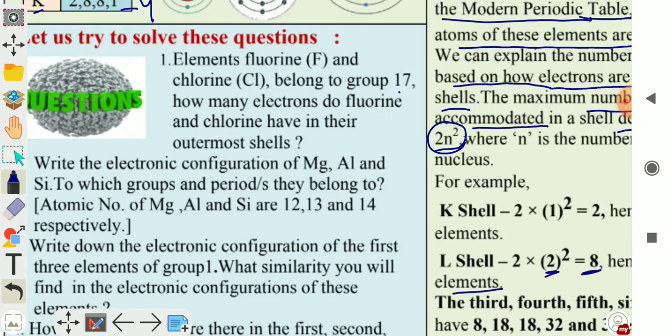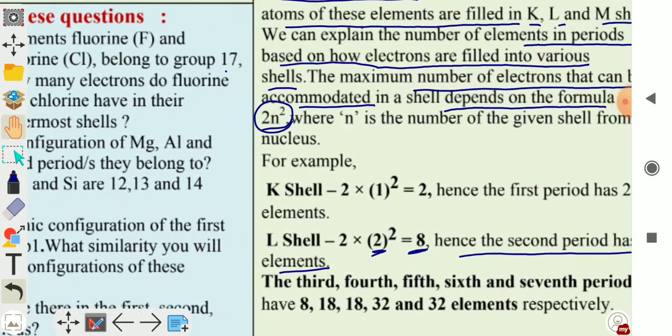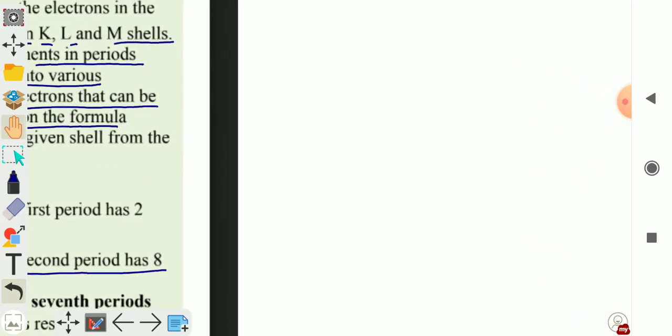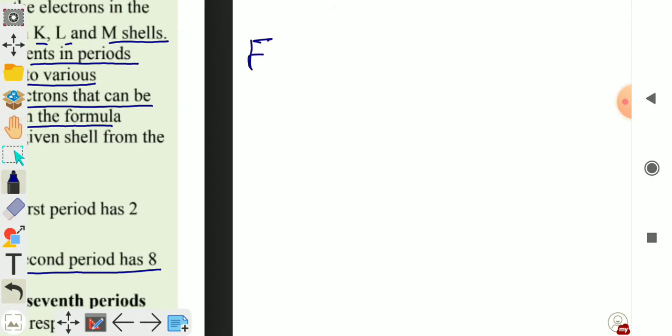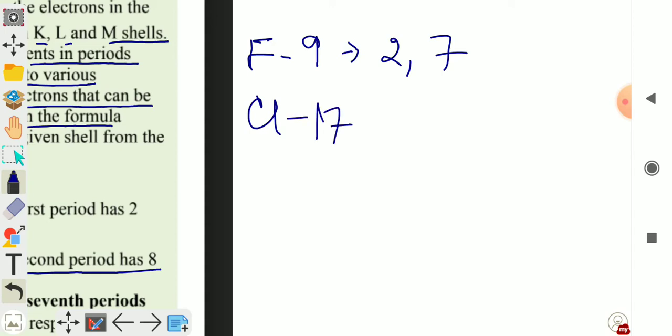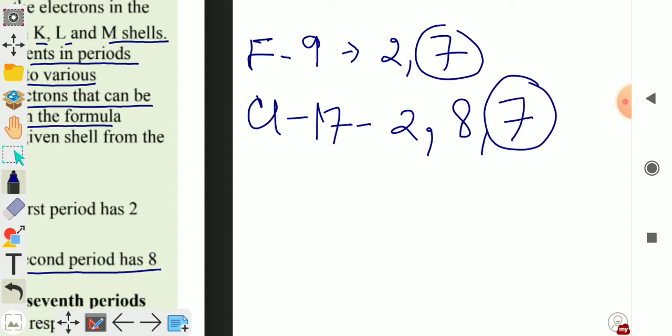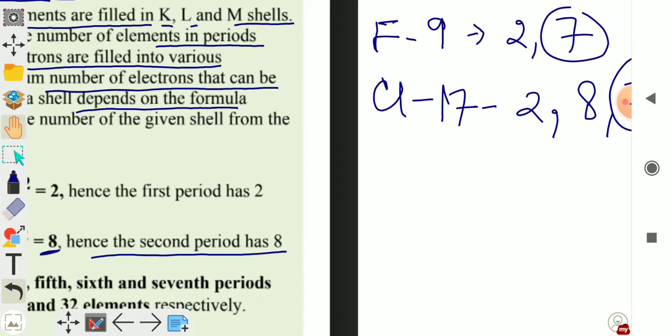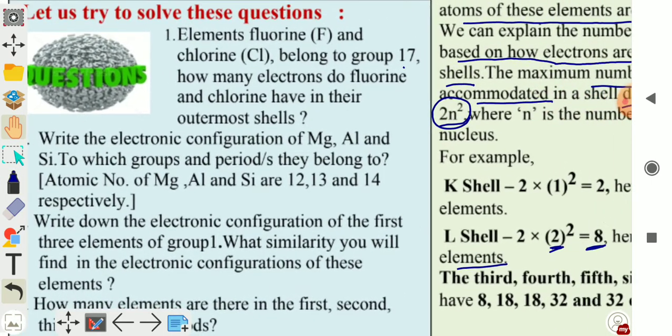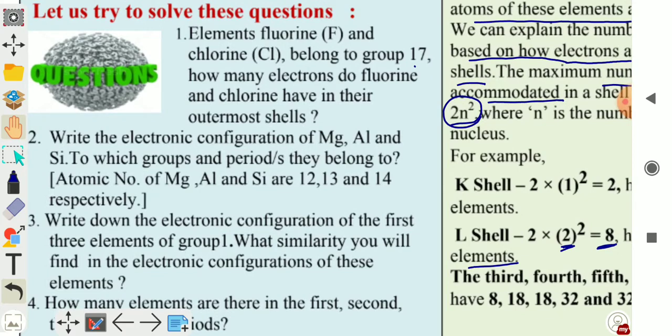So you have to write the electronic configuration first. We will write the electronic configuration of fluorine. Atomic number is 9, electronic configuration is 2, 7, while chlorine's atomic number is 17 and electronic configuration is 2, 8, 7. So the outermost orbit contains 7 electrons. So your answer will be 7 electrons in their outermost shell.